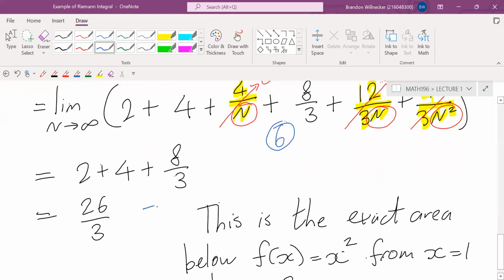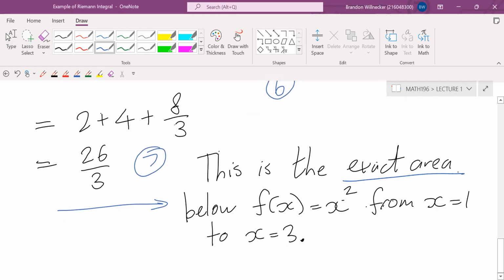And lastly, step 7, whatever is left over, we just add up. There should be no n terms remaining. If you have any n terms remaining, you've done something wrong in the previous step. So you see here, we took the limit as n goes to infinity, and the result had no n terms, okay, which is good. We add them up, we get our final answer. And remember that this is the exact area below the function.